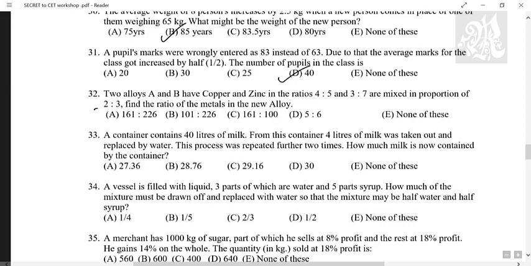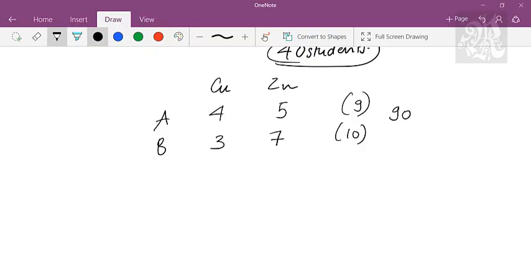Ideally, I'll take 90 and quickly calculate. If I take 90 divided by 9, per part is 10. 90 can be divided into 9 parts, per part 10. If per part is 10, A will be 40 and 50. So I'm taking 90 kgs of A. I'll have 40 of copper, 50 of zinc. I'll take 90 of B. If 90 is divided into 10 parts, per part 9, so I'll have 27 of copper and 63 of zinc.